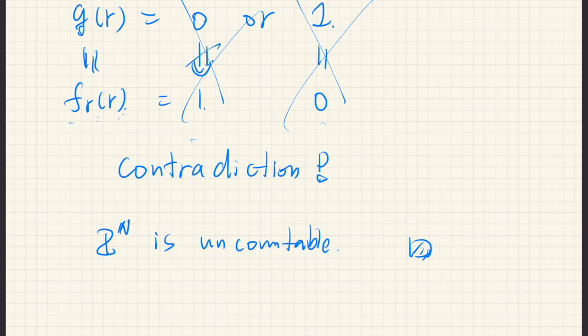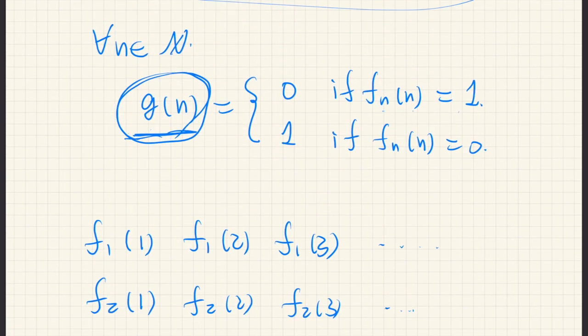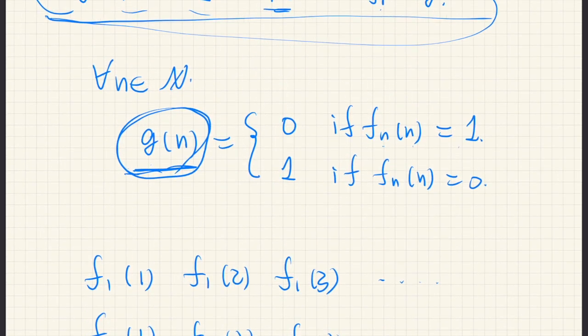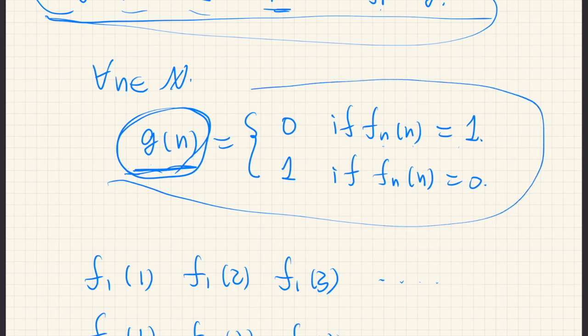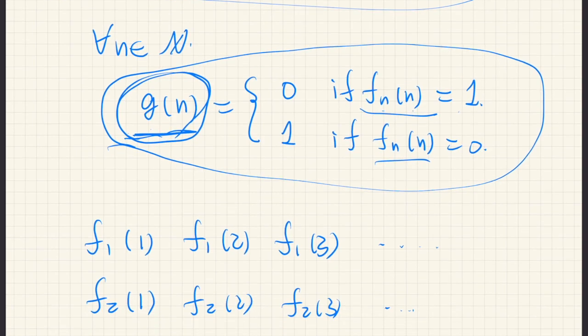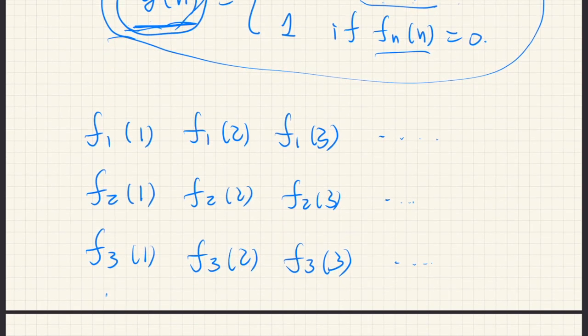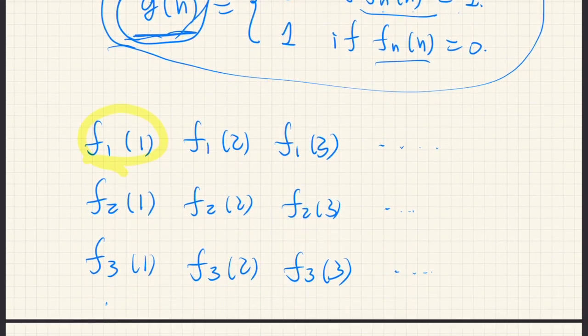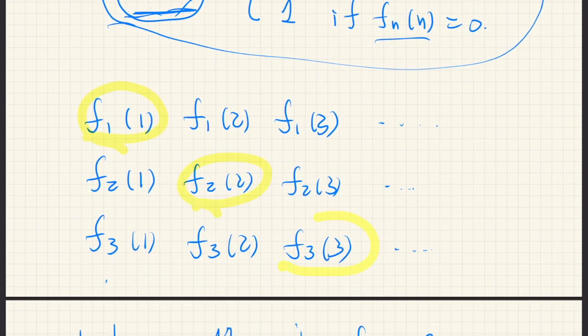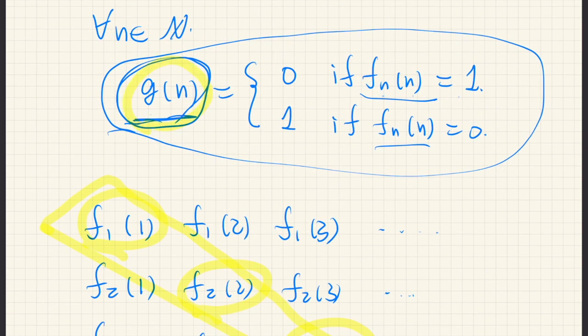By the way, the key to this proof is how we define this function g, right? And this g is actually defined in terms of the diagonals, okay? So we took this for n equal to 1, and this for n equal to 2, and this for n equal to 3, and so on. So we are using these diagonal elements to define this new function g. Then we derived a contradiction.